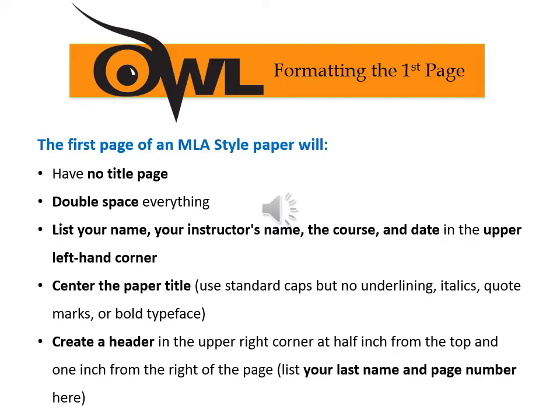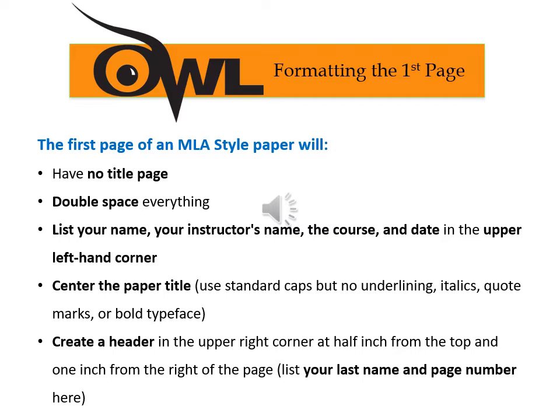And then create a header in the upper right-hand corner at 1/2 inch from the top and 1 inch from the right of the page. That lists your last name and page number. And we're going to look at an example. Don't get caught wrapped around the axle of it needing to be 1/2 inch from the top and 1 inch from the right. As long as it's not really crazy spaced, I won't care about the spacing, right? But you will have your last name in the top right-hand corner, a space, and then the page number. And that page number has to advance.